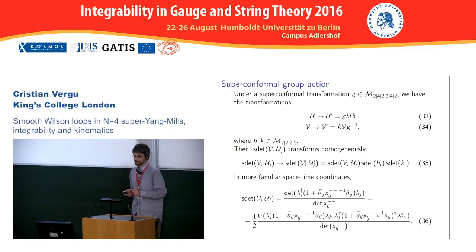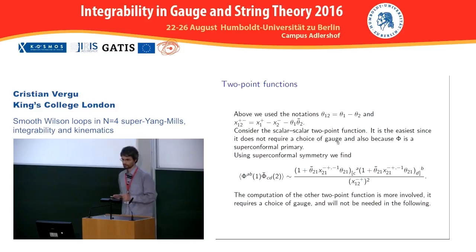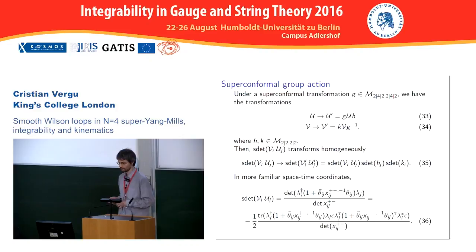Here I need to explain some of the notations. Theta 1,2 is pretty obvious. Theta 1,2 plus minus is this combination, which is SUSY invariant. So you see, this is a pretty complicated expression, but it can be written in terms of something very simple and manifestly superconformal covariant object.